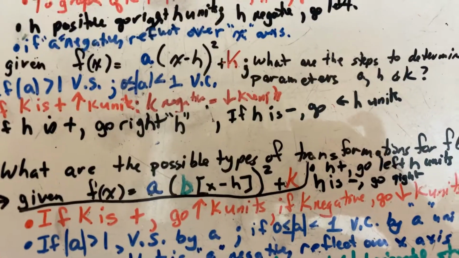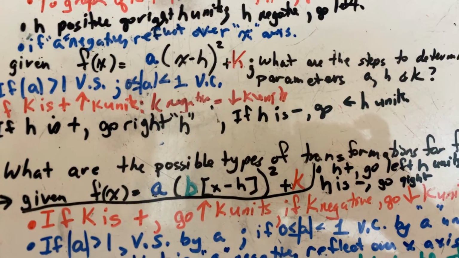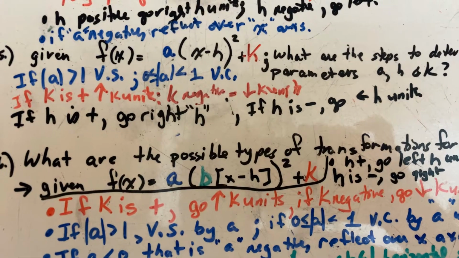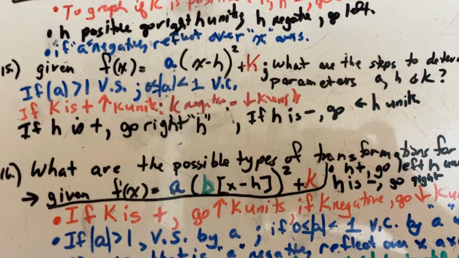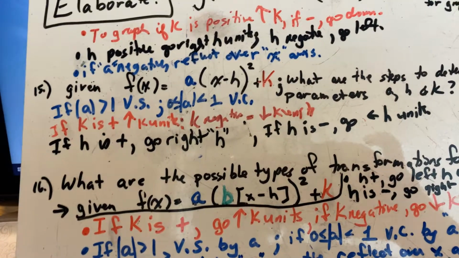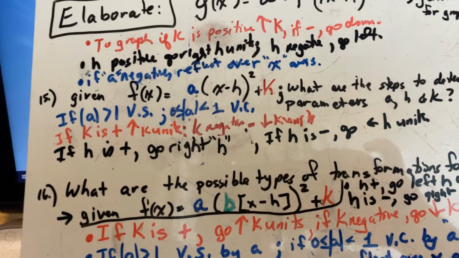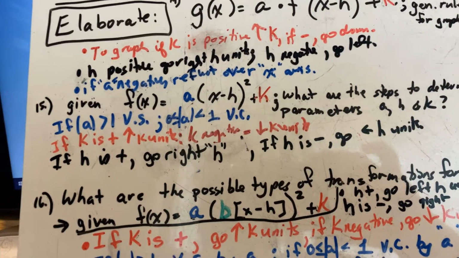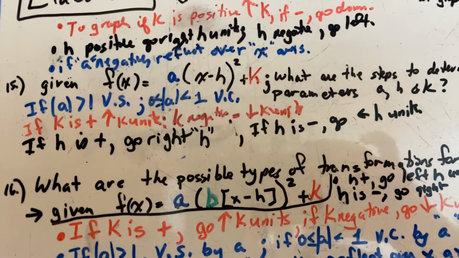Given f of x equals a times x minus h squared plus k, what are the steps to determine the parameters a, h, or k? So again, let's take a look at this. In this instance, you could be looking at the graph, or you could be looking at the equation, and you need to know what they are. And again, what do they signify?